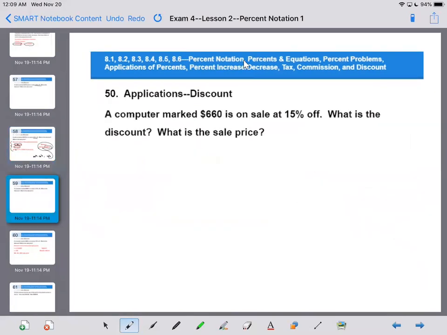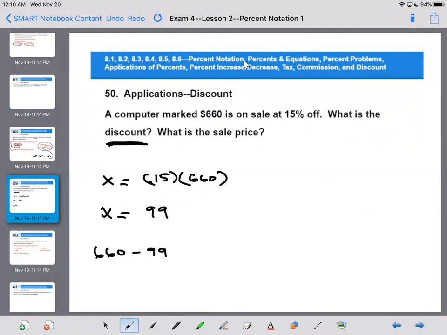A computer marked at $660 is on sale for 15% off. We're trying to figure out the discount. So I don't know what the discount is, but I know that 15% off would be 15 hundredths. Okay. So that would help you determine what the discount would be. So you would take 660, multiply it by 15 hundredths. And so you would find that to be almost $100. So it would be $99. That's the discount. But remember, you would have to take 660 and subtract 99 from it, okay?